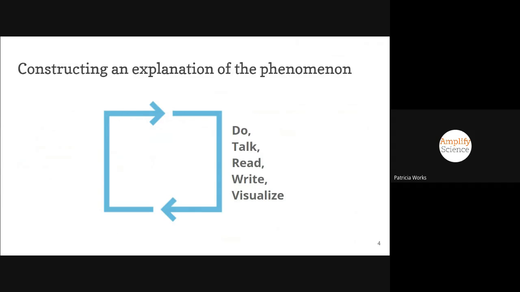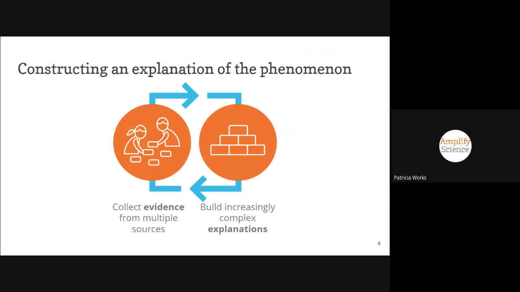As they work through the 4 chapters, they gather evidence from multiple sources by doing, talking, reading, writing, and visualizing. Their explanations become more complex over time as they construct understanding about properties of materials and how those properties affect the properties of mixtures. They look at how heating and cooling can change materials to a new substance and learn that a mixture may have a combination of the properties of its ingredients.